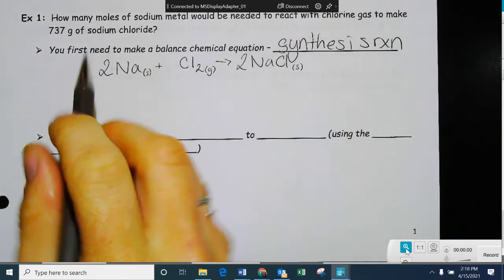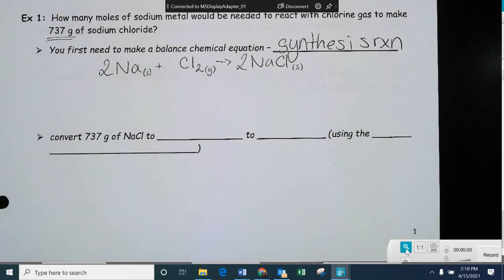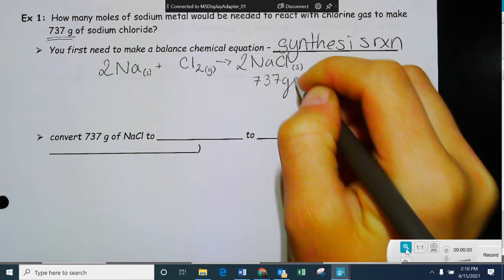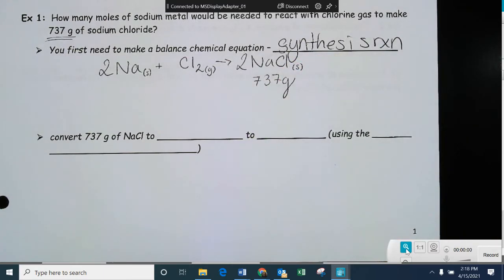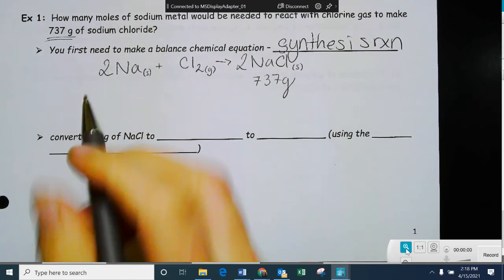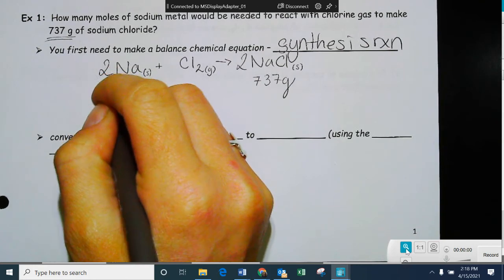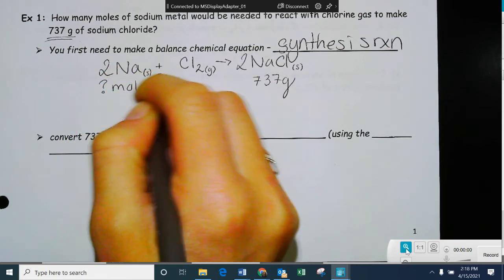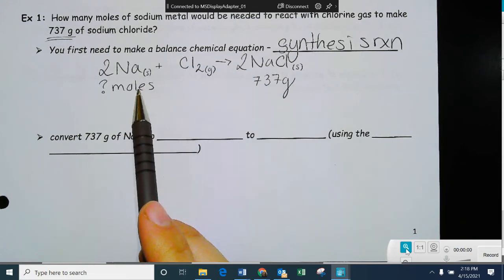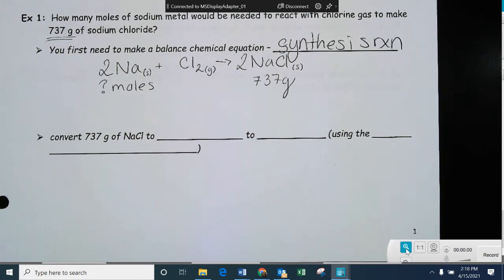So we know that we want to make 737 grams of sodium chloride. And what we're asked for is how many moles of sodium metal. So I really like to write out the equation and then write out your knowns and your unknowns just right underneath it there. I find that that's a really useful way to do it, really good way to organize.